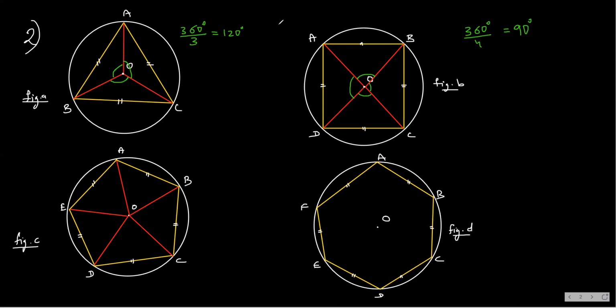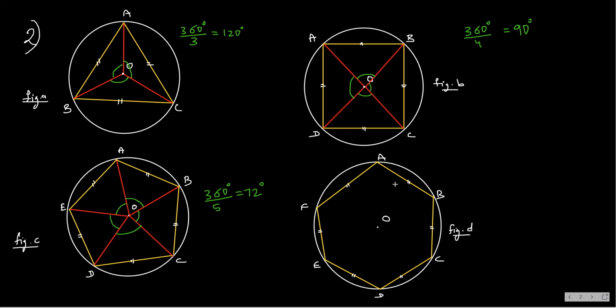Now here you have a pentagon, and again this is a regular pentagon. So if it is a regular pentagon, what will happen? All the 5 sides are equal, and hence these 5 angles subtended by these 5 equal sides at the center will be equal. So you will have 360 degrees divided by 5, that is equal to 72 degrees. The angle subtended at the center by each side is 72 degrees.